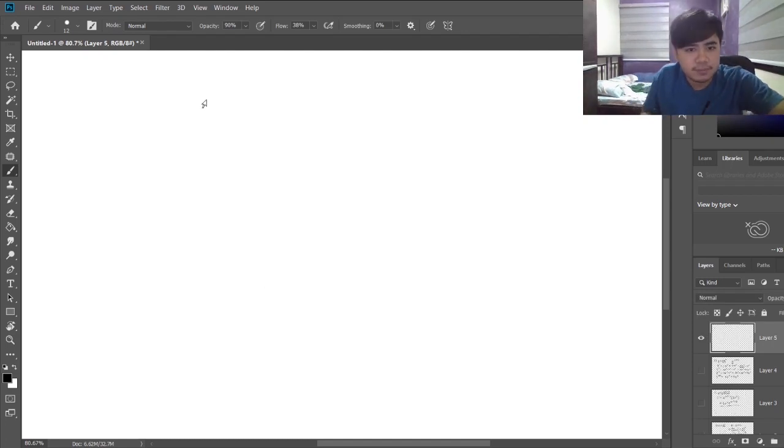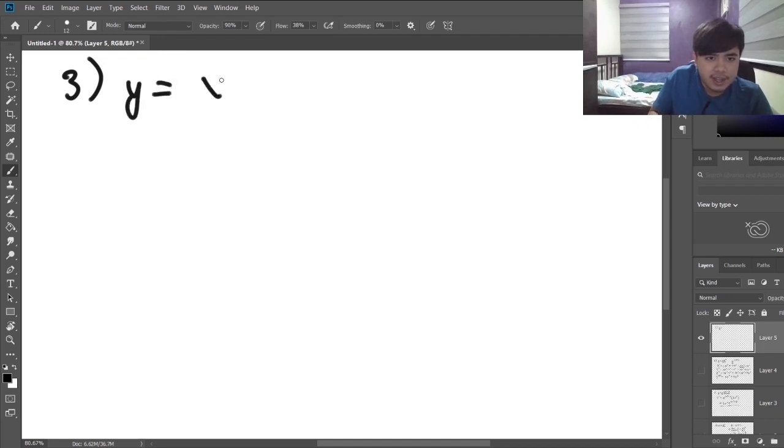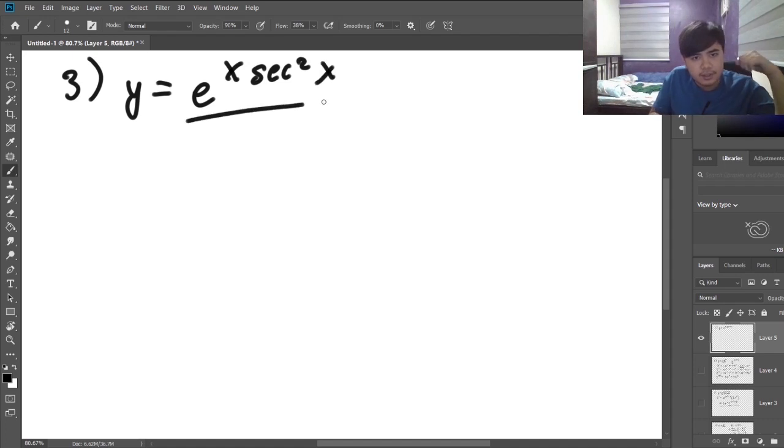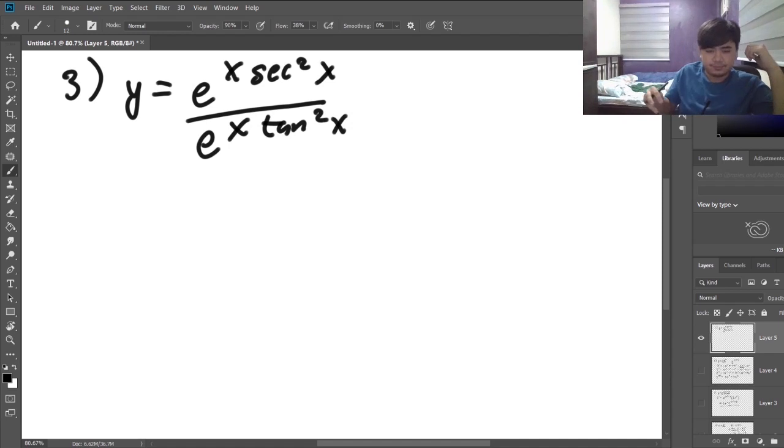Question number 3. y is equal to x e to the x secant squared x over x e to the x tangent squared x. Now, should we use the quotient rule here? Maybe, but no. Don't use the quotient rule here because there's an easier way around this one.